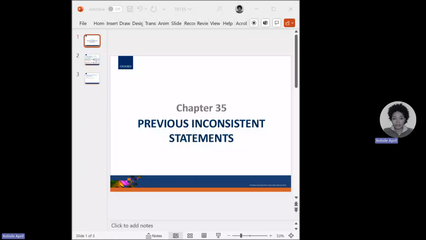We are meeting again. Now we are dealing with chapter 35, and the title of the chapter is Previous Inconsistent Statements. So today we are going to explore, I'm sure you have been hearing about previous inconsistent statements. It's just that previous inconsistent statements touch a number of areas within the law of evidence. There's previous consistent statements in sexual cases, and just normal previous consistent statements.